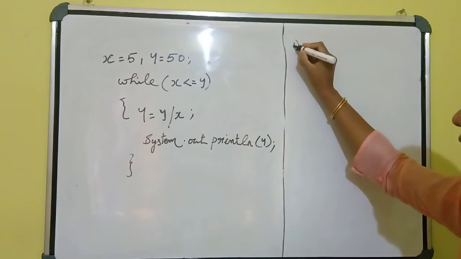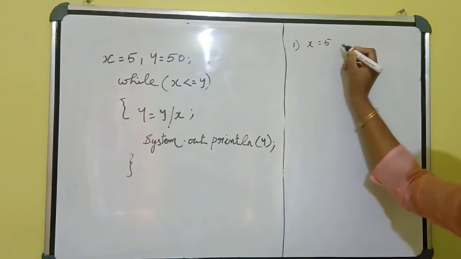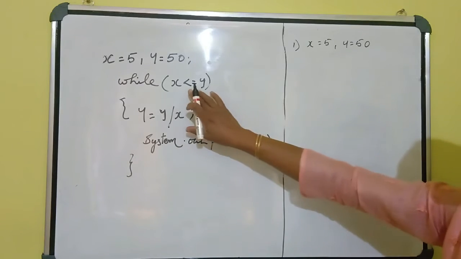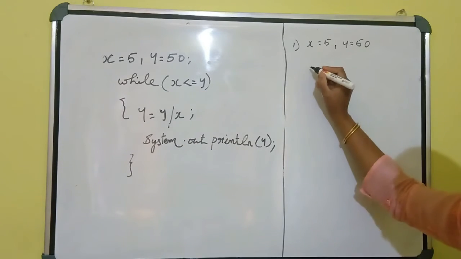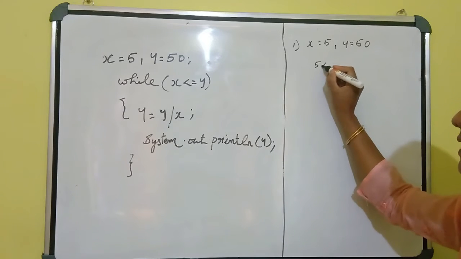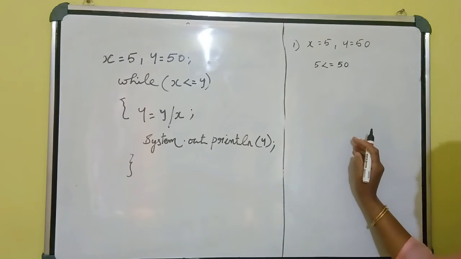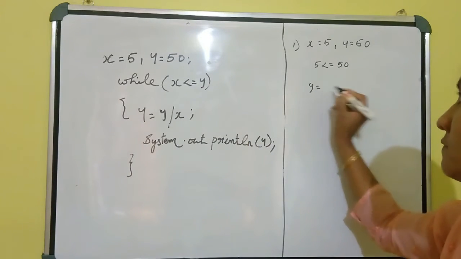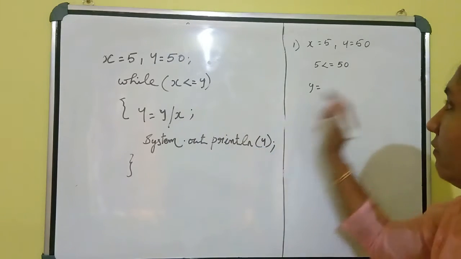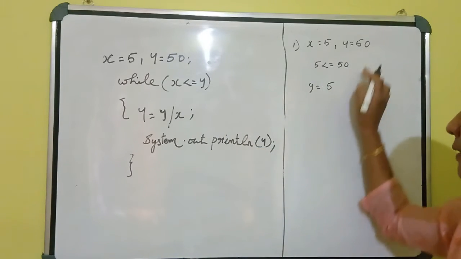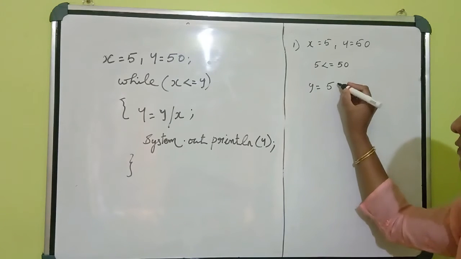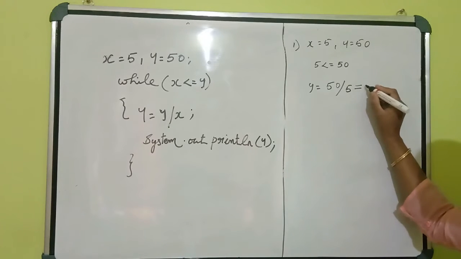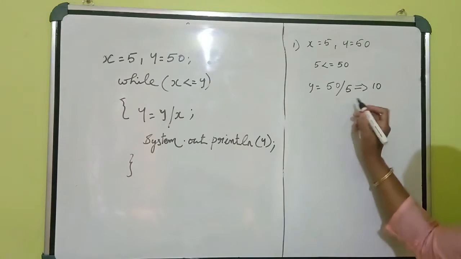In the first step, I will apply the values x equal to 5, y equal to 50. First we give the values to the condition in the while loop: 5 less than or equal to 50. We know this condition is true, so it will go inside. Then y is equal to, what's the value of y here? 50. You have to apply this value of y: 50 divided by 5, where x equal to 5. Then you will get the answer 10. Then you have to print the value 10 here.